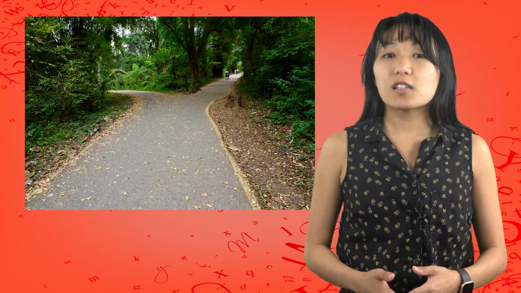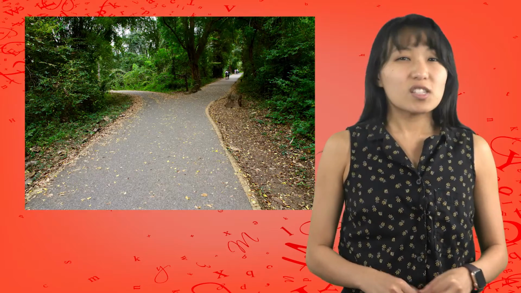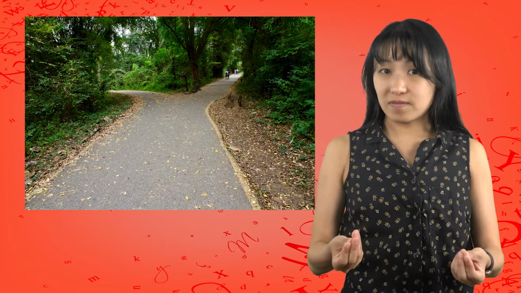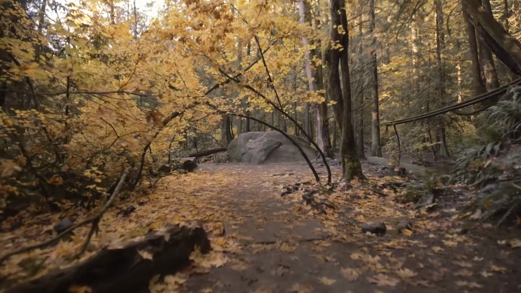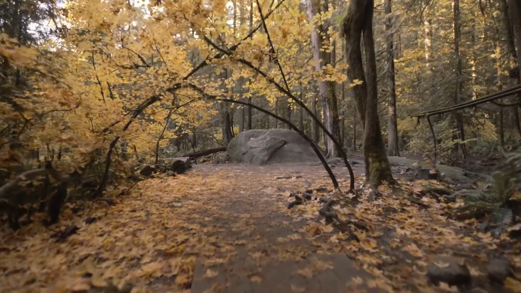Why don't we take a look at a familiar poem to see how it can be viewed as an allegory? The Road Not Taken by Robert Frost is often considered an allegory about the choices we make in life and the impact they have on our journey. It's not just a poem about two paths in a forest. It's about two paths in life.